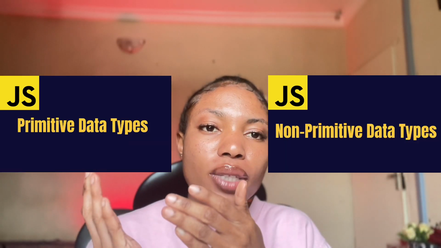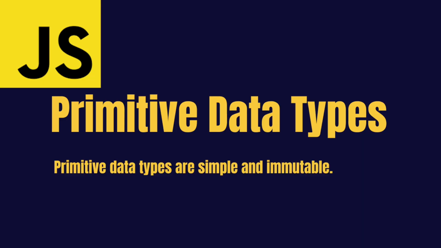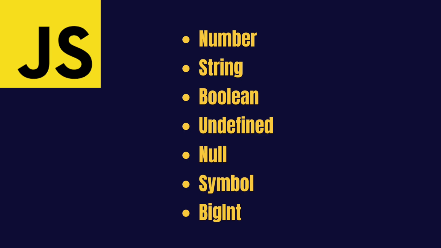So we have 2 major categories: primitive types and non-primitive types. The primitive data types are immutable. They are the simple data types. They're straightforward. While the non-primitive data types are mutable, they are more complex, they contain series of data, they can hold collections of values and they can be changed. We're going to first concentrate on the primitive data types.